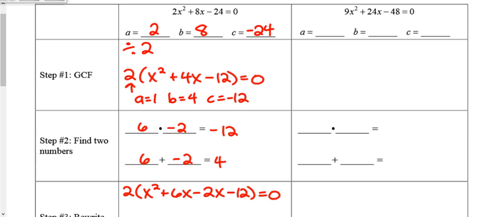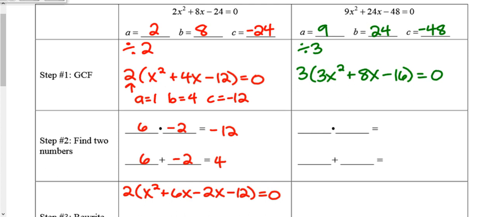On our next one, our A, B, and C values are 9, 24, and 48. And so all of those numbers, if you think about a GCF, are divisible by 3. So I'm going to divide it all by 3, which means I put a 3 on the outside of parentheses. That would leave me with a 3x squared plus 8x minus 16. And so now I have a new A, B, and C value. A is 3, B is 8, and C is negative 16.